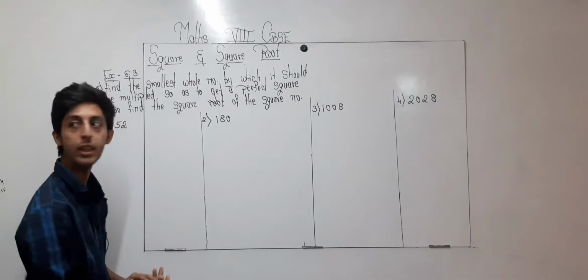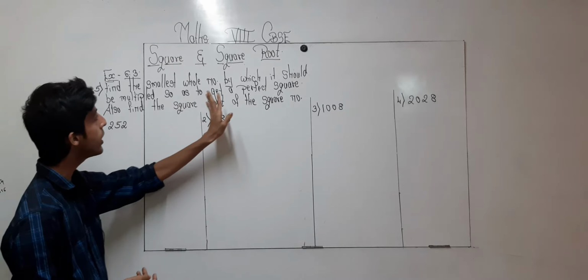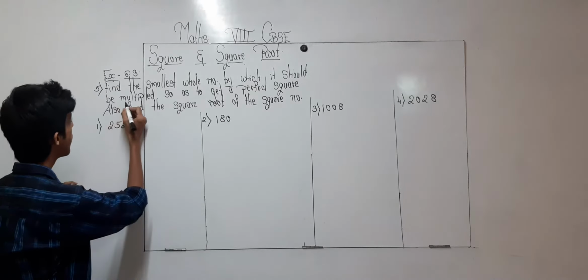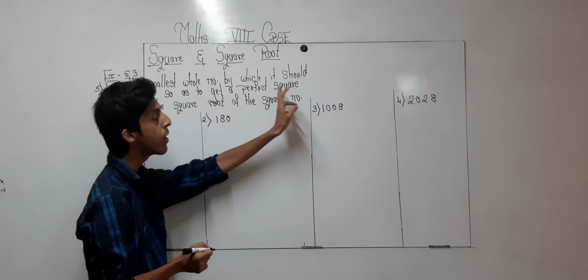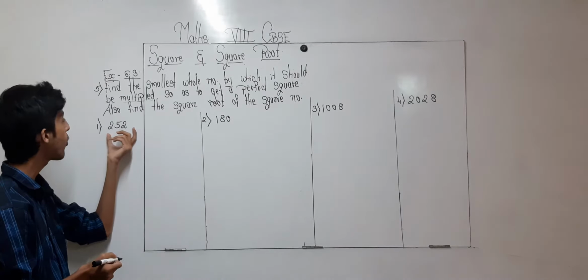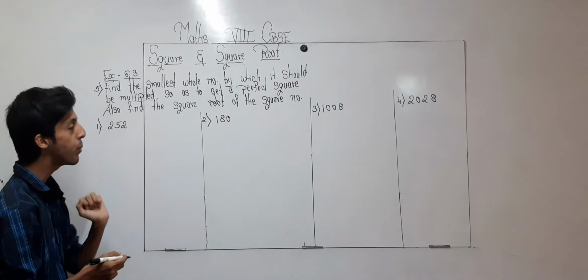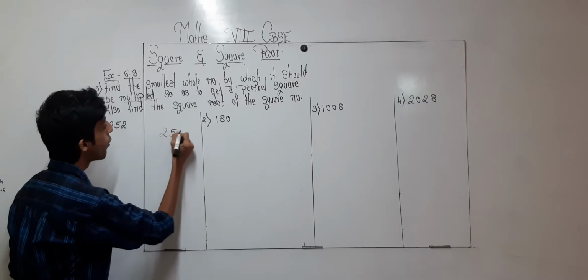So our exercise 6.3, starting with question number 5. Find the smallest whole number by which it should be multiplied so as to get a perfect square. So over here, what does it mean? This is not a perfect square. We have to make it into a perfect square by multiplying by a number. So what do we have to do? Find the LCM of this. So 252.